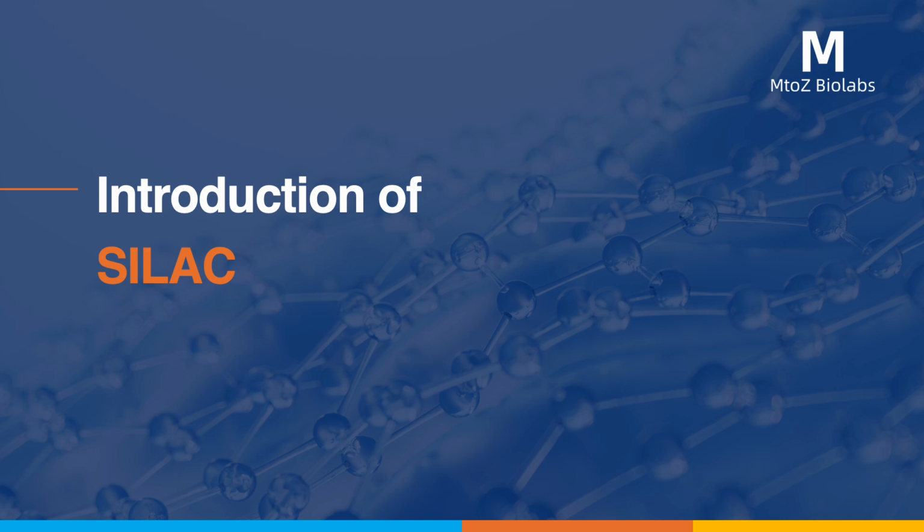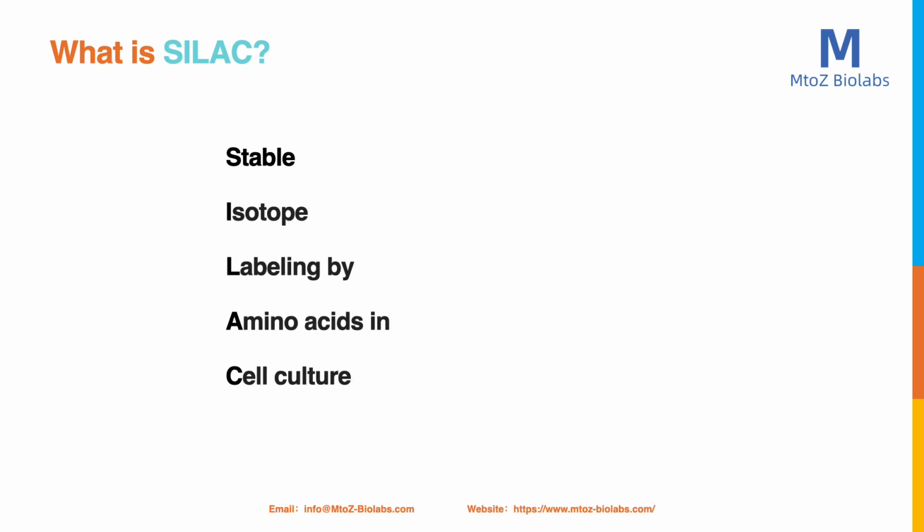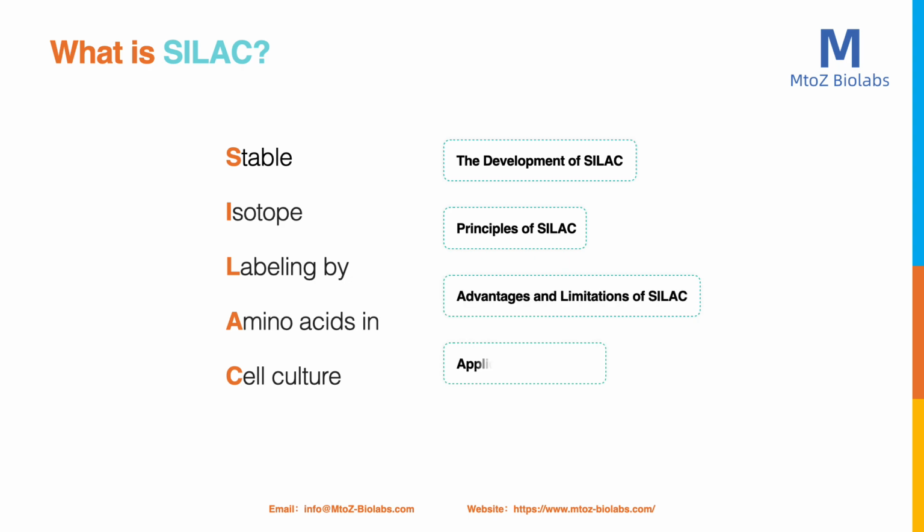Today, I'll be introducing a classic and widely used quantitative proteomic strategy, SILAC. SILAC stands for Stable Isotope Labeling by Amino Acids in Cell Culture. As the name suggests, it's a quantitative proteomic strategy that incorporates isotope labels into proteins during cellular metabolism. In this video, we'll walk through the development, principles, advantages, limitations, and key applications of SILAC.